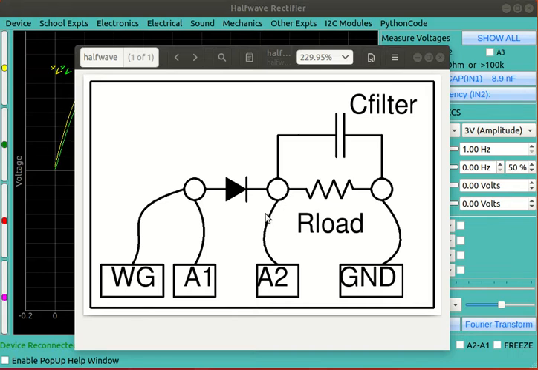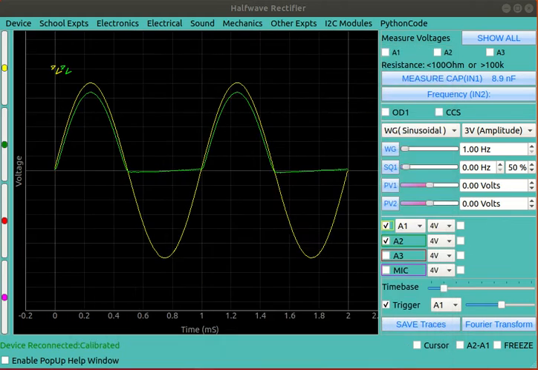And after that we monitor the waveform, input and output as well. And then we connect a load resistor and later on a filter to convert this half-wave rectified waveform into a DC or DC with some ripple. So let us have a look at the connections that we are going to use.